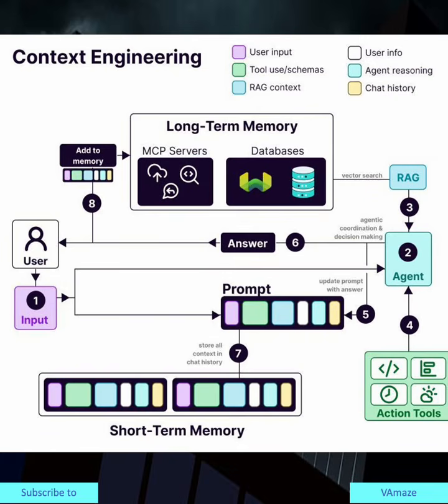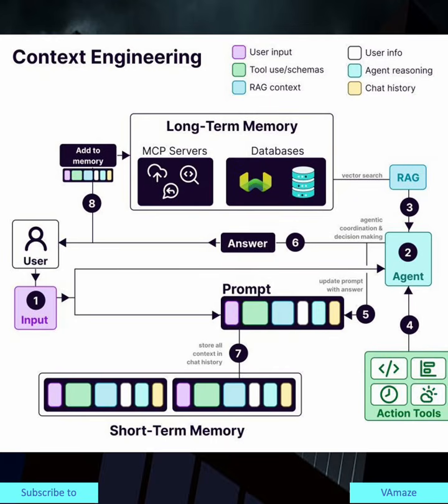The prompt orchestration. The prompt in context engineering is no longer a carefully crafted static instruction, it's a dynamically assembled context window that combines multiple information types: user input, purple, tool schemas, green, RAG context, blue, user information, white, agent reasoning, light blue, and chat history, yellow. This multi-layered prompt construction represents the culmination of context engineering, a systematically designed information environment that provides the agent with everything needed for intelligent reasoning and response generation.